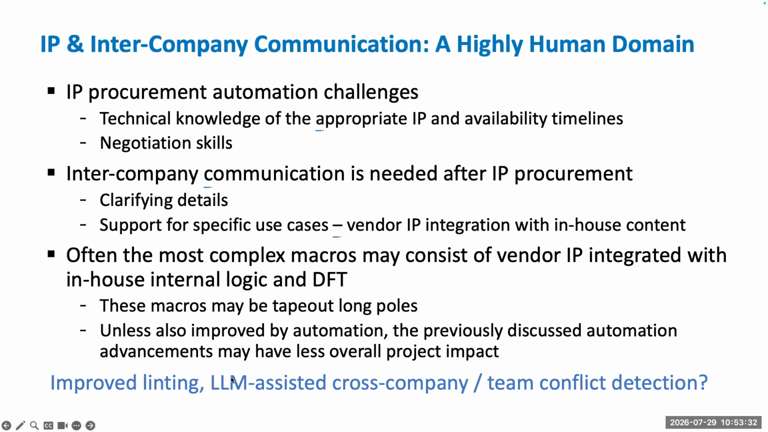I do think perhaps improved linting, and then I think LLMs could be used for conflict detection. So if multiple groups are saying different things, conflict detection could be one way. So these are the things that sort of keep me up at night. Maybe not standard optimization problems, but I do have eyes on these, and how can we improve them?